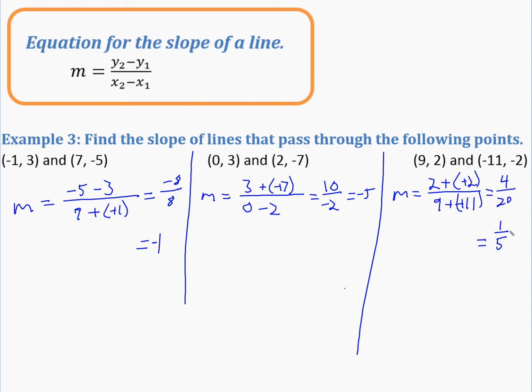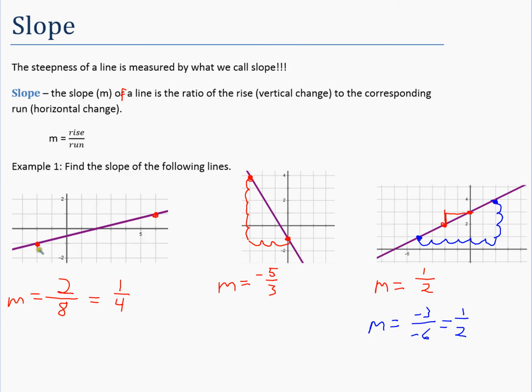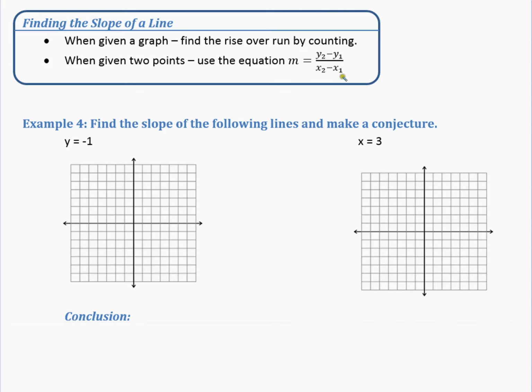And so if we have 2 points, we can use this slope formula. m equals y sub 2 minus y sub 1 over x sub 2 minus x sub 1. Make sure you know it. Just a quick check here or reminder. When you're given the graph to find the slope, just go ahead and find rise over run by counting. That's what we did in this first example. We found 2 convenient points and then just counted the rise over the run. If you have 2 points, you can go ahead and use the equation we used for the last several examples.